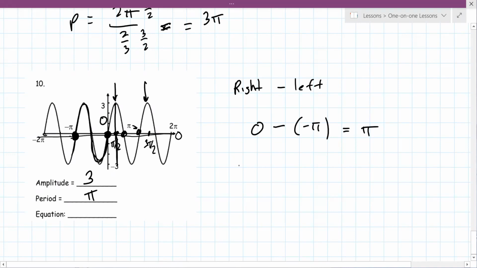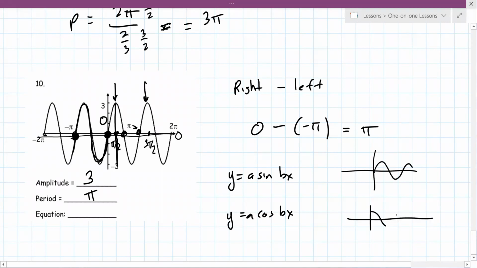Now this is much harder to do. There's two equations. There's y equals a sine bx, and then there's y equals a cosine bx. And you have to know what does a sine look like? A sine generally starts at 0 and goes up and down like that, but a cosine starts high and goes low. This one starts at 0 and goes up, so it's definitely a sine. Now since it goes up, it's a positive number.